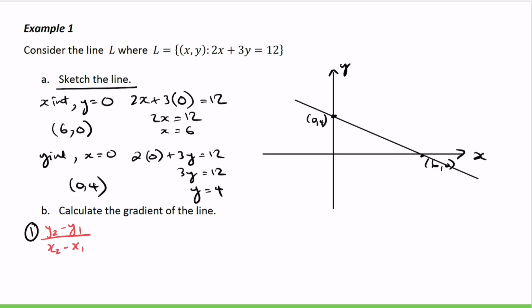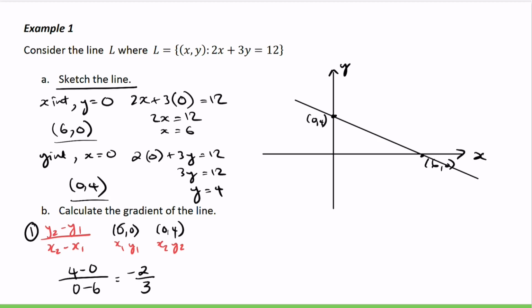So we do have 2 points as we found before, so that's 6 and 0 and 0 and 4. So what we can do is label them as x1, y1, x2, y2, and we can then substitute that directly into the formula. So y2 minus y1 will be 4 minus 0, and x2 minus x1 will be 0 minus 6. So I'll get 4 on -6, which is the same as saying -2/3.